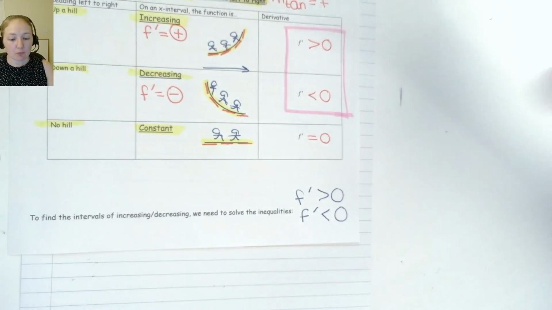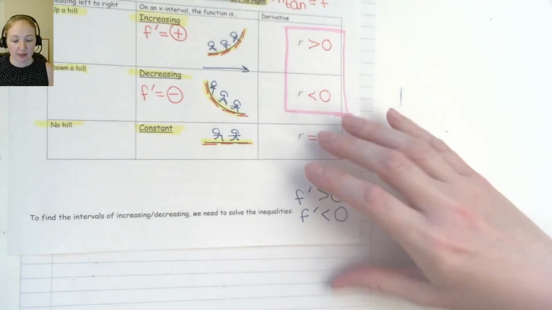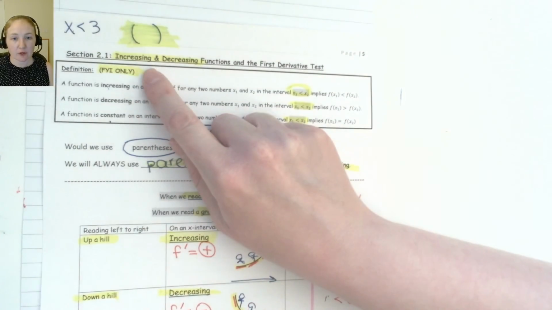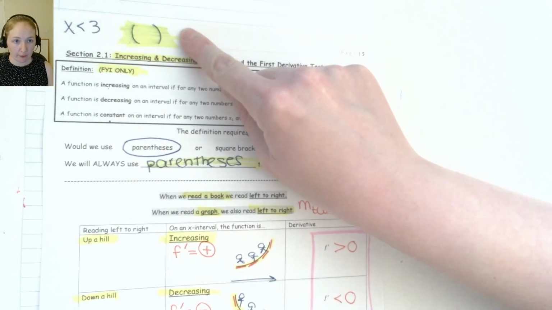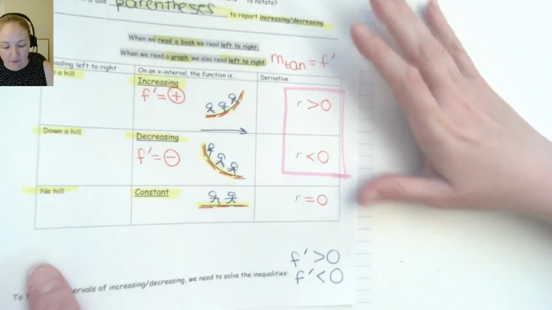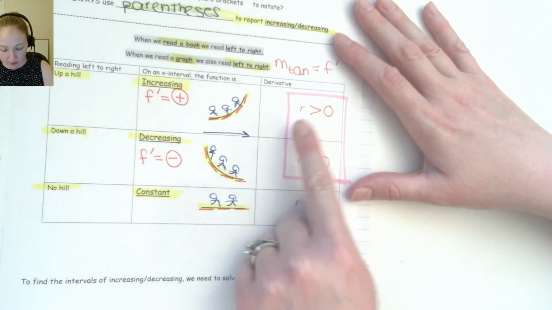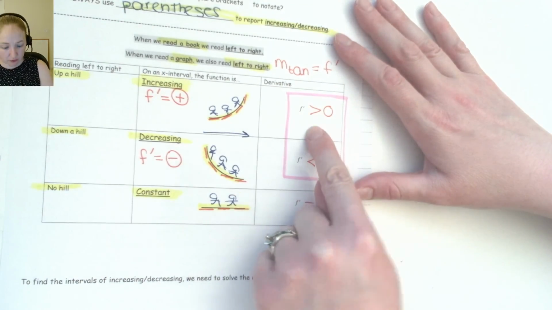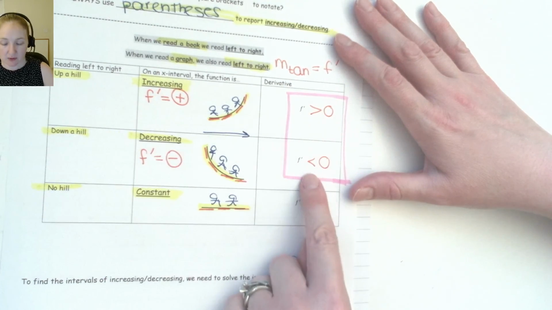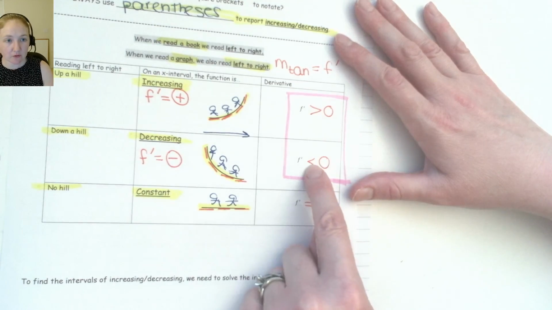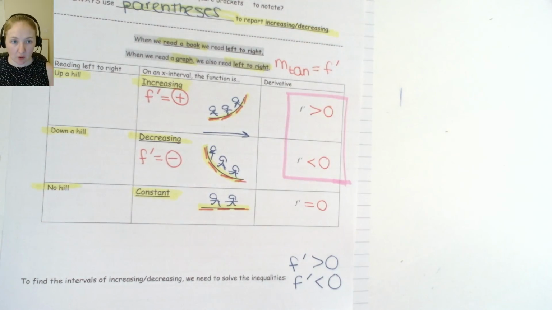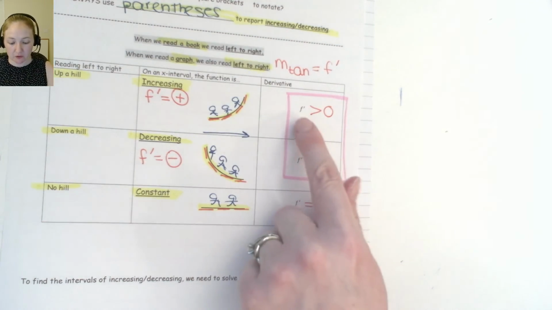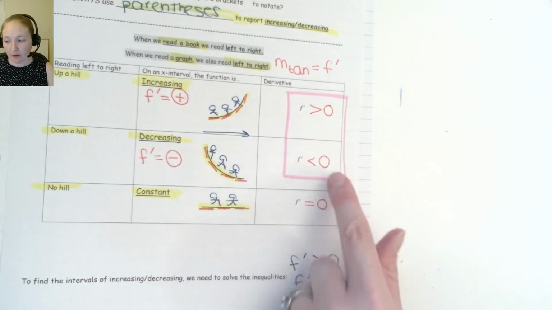All right, so most of this page is just kind of an introduction. The two takeaways that I need you to have: first of all, if you're working with increasing or decreasing, you're always using parentheses. And the second one is increasing looks like a derivative greater than 0, and decreasing looks like a derivative less than 0. So if we want to find those intervals, we are going to need to solve an inequality. We're going to need to solve f prime greater than 0 or f prime less than 0.